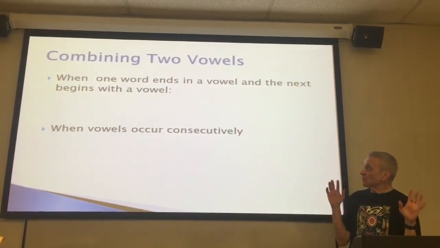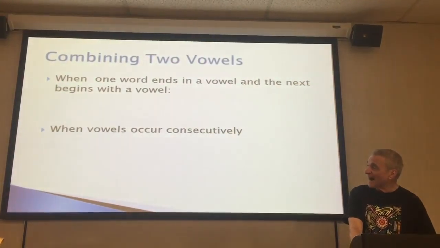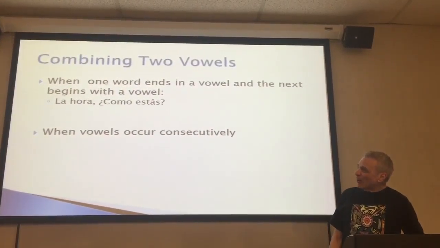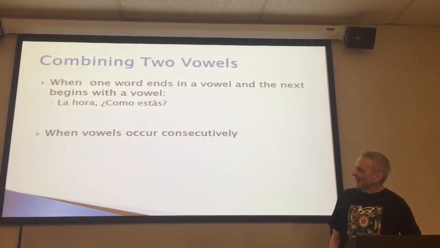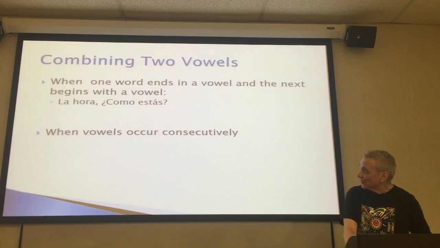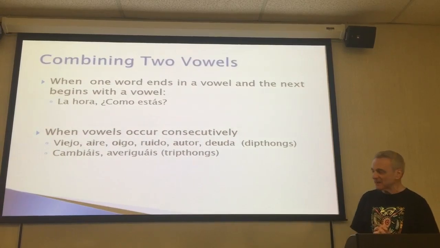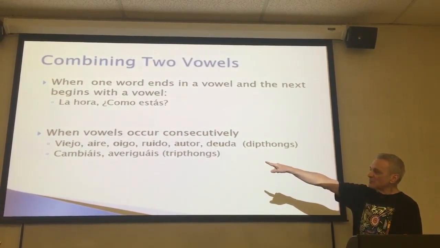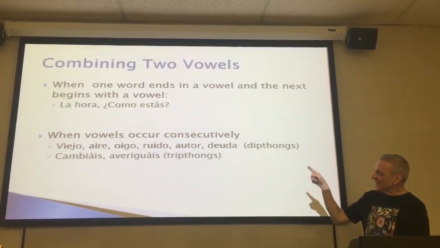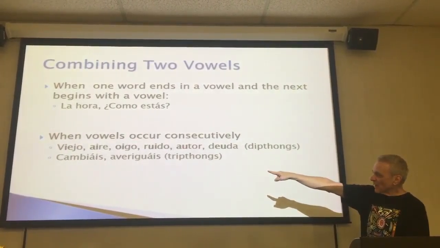An interesting rule is that when one word ends in a vowel and the next begins with a vowel, the two words are combined as if they were one. It's not the best example, but the H is silent there. La hora, como estás, it's one word. And when vowels occur consecutively, you have diphthongs and triphthongs. These are a little bit more complicated. I'm not going to spend a lot of time, but we have viejo, aire, oído, ruido, autor, deuda, and cambiáis y averiguáis.